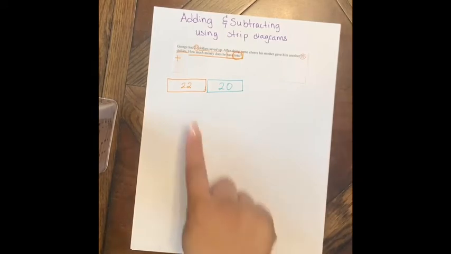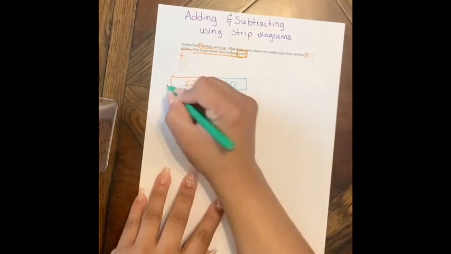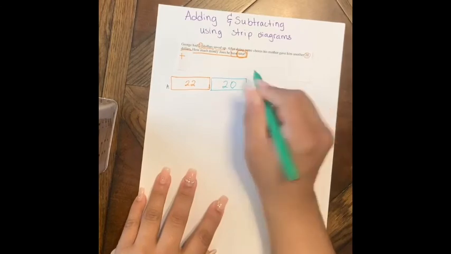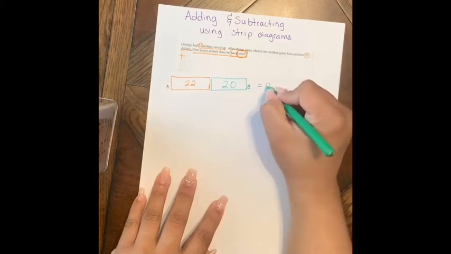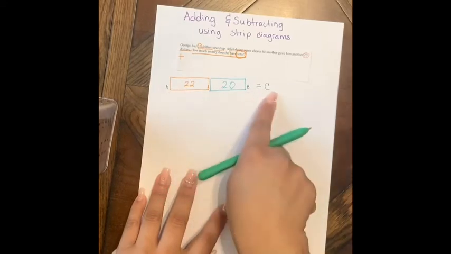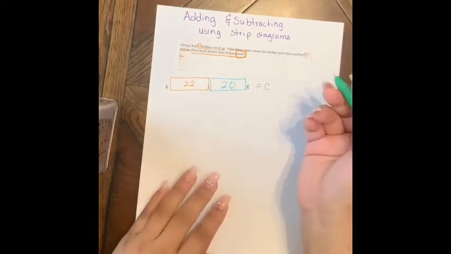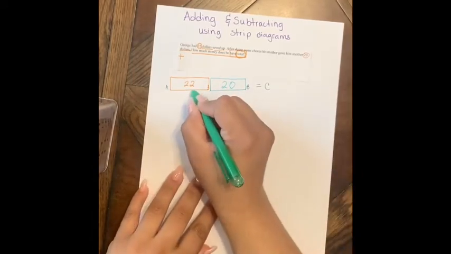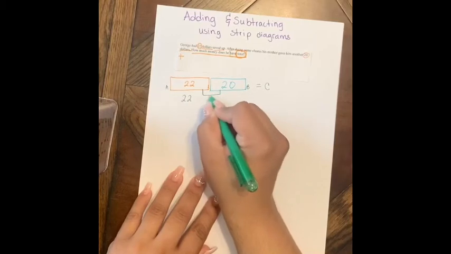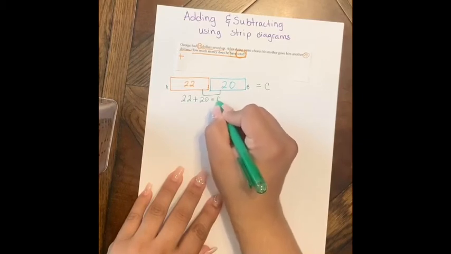So now I have these two numbers, so you could say that this is A, and this is B. And if I put them together, that would equal C. So by doing numbers and then letters, I can put them together to create my equation, or my number sentence. You will hear that in some problems as well. So now let me go ahead and do it. 22, and I have to add this together. Remember, I have to put them together. So it's going to be 22 plus 20 equals C.